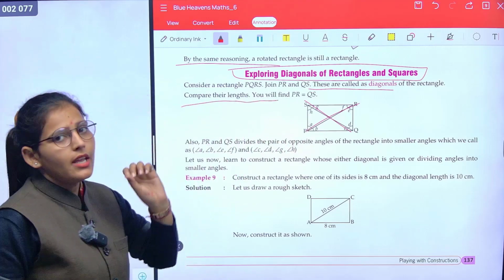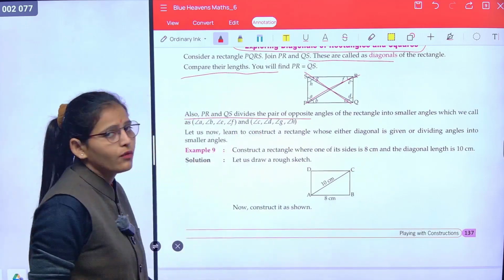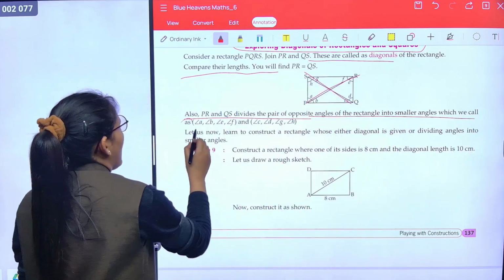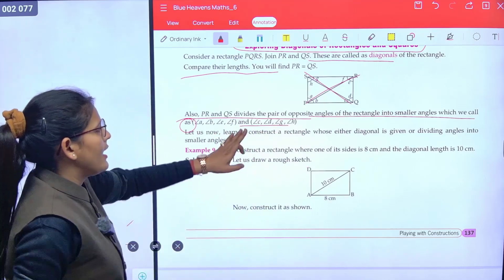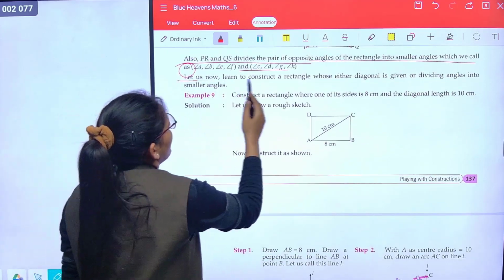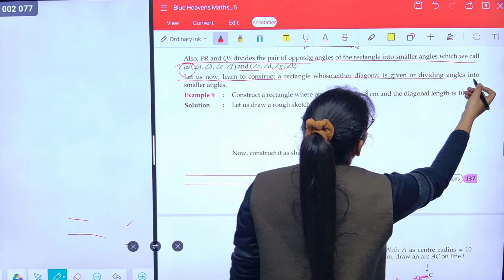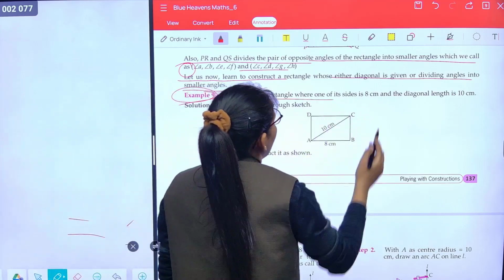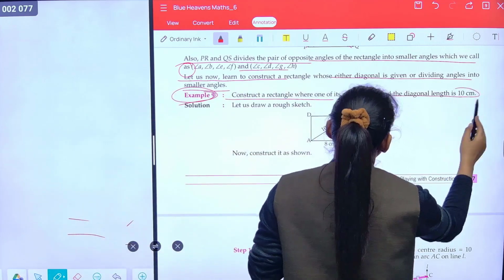Compare their lengths. You will find PR is equal to QS. Also PR and QS divide the pair of opposite angles of the rectangle into smaller angles, which we call angle A, angle B, angle E, angle F, angle C, angle D, angle G, angle H. Now class, let us learn to construct a rectangle whose either diagonal is given or dividing angles into two smaller angles.